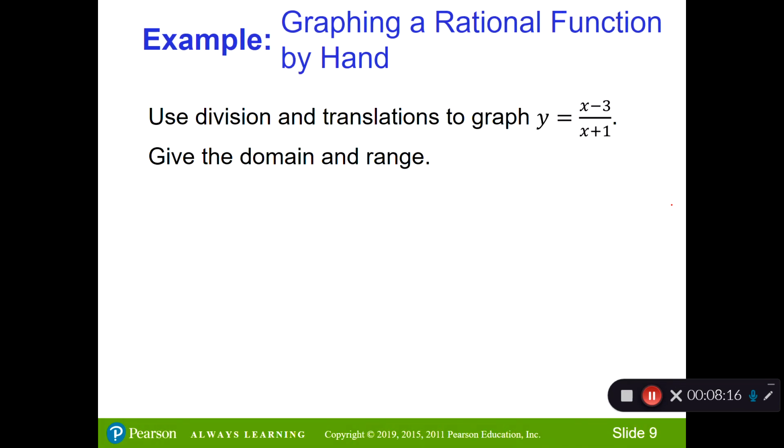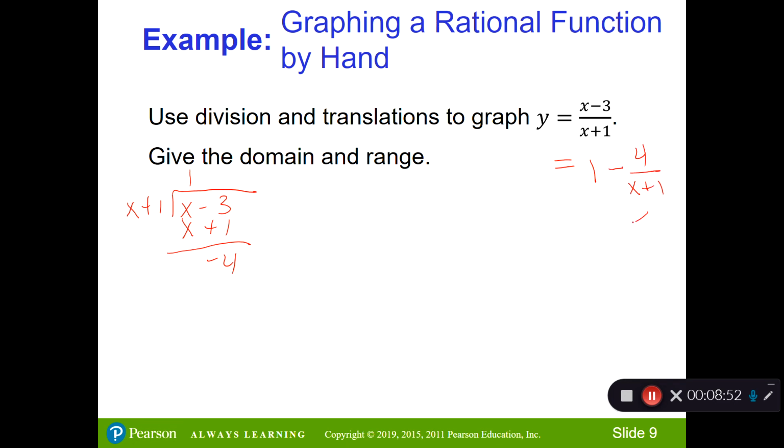All right, now we want to do exactly the same thing we did in the last example, but this time we want to do it on this function. What's different here is that I see an x in the numerator and the denominator. So I'm going to use division to simplify that. So we're going to say x plus 1 divides into x minus 3. We can go in once, x plus 1, subtract, we get a -4. So that means that this function can be rewritten as 1 minus 4 over x plus 1.